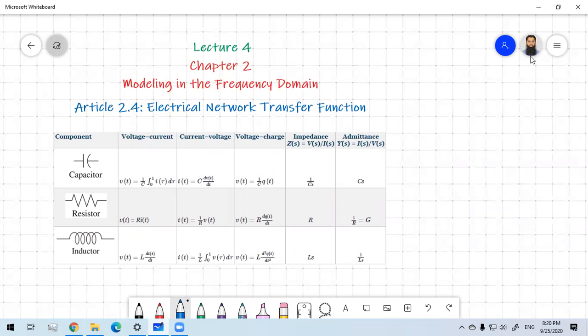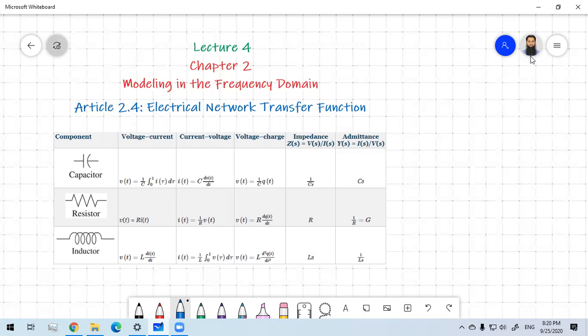We are still covering chapter 2. Basically, in the last class we have seen how to obtain the transfer function from the differential equation and vice versa, and also how to find the system response from the transfer function. So the main objective of this chapter is to find the mathematical modeling or transfer function in the frequency domain, that is, applying the Laplace transformation.